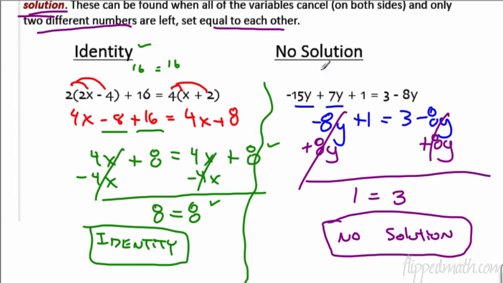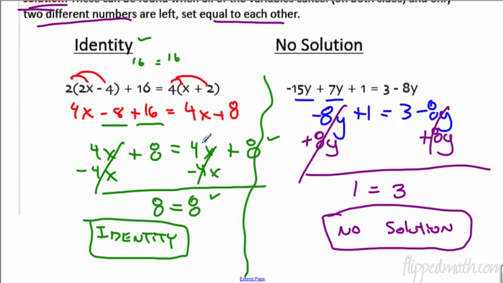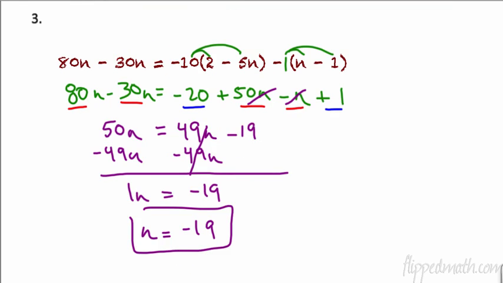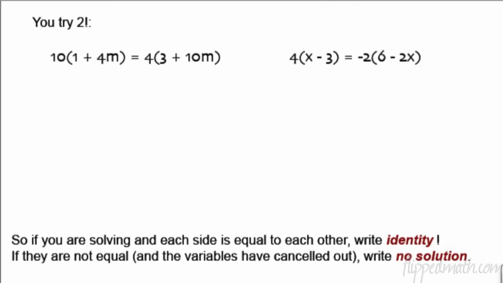So the shortcut for that one, or both of these actually, you're solving along. Solve, solve, solve. And all the terms with the variables cancel out. There's no more variables. If they're the same, you write identity. If they're different, you write no solution. It's that simple. Please don't go back. Look, these other problems we did, I didn't write no solution. I didn't write identity. Okay, that's because they're actual answers for those.